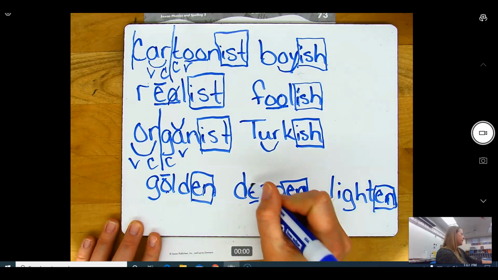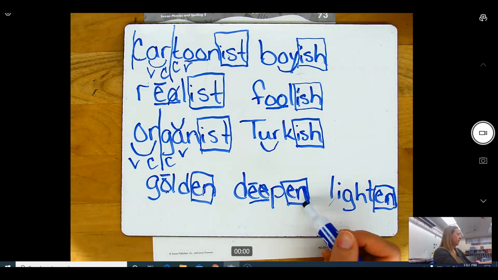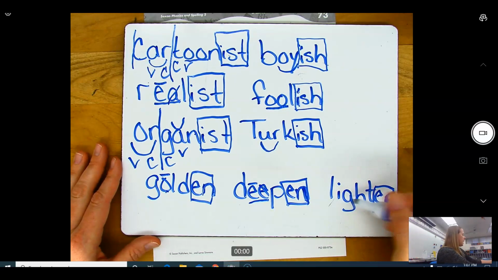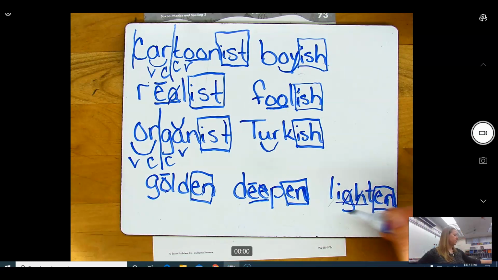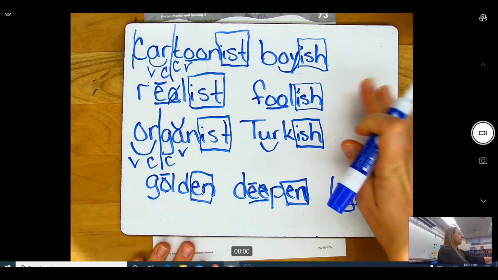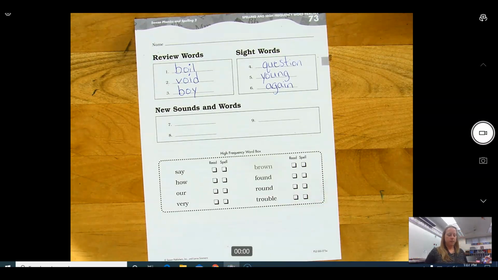E-E has that long E sound, so it's deepen, okay? It's deep. If it's deepen, it's made deeply. I-G-H, I-G-H, I-I-I. Don't forget the T. Ite. This is lighten. Make it lighter, okay? Not so dark. Okay.